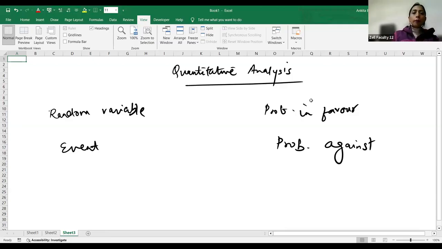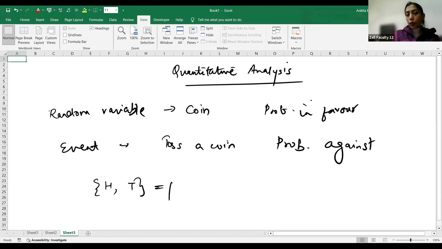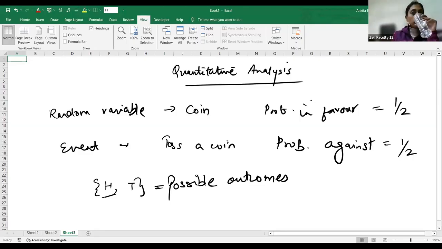So for example, coin. So coin is a random variable. And the event is that we are tossing a coin. Now in the coin, we could have a head and we could have a tail. So the head and tail are the possible outcomes. The probability of getting a head, if suppose I want the head, then the probability of getting a head would be 1 by 2. And the probability of not getting a head would be 1 by 2. So this is probability in favor and probability against.